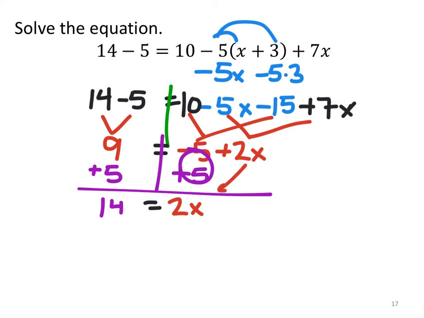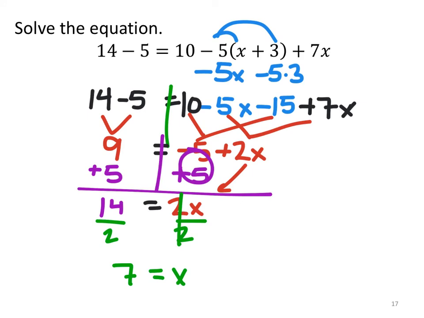And I don't want 2x's, I want 1x. So how do I make that a 1x? Just divide both sides by the coefficient, which in this case is 2, making that 1x. 1x equals 14 divided by 2, which is 7. So that's what I think the answer is.